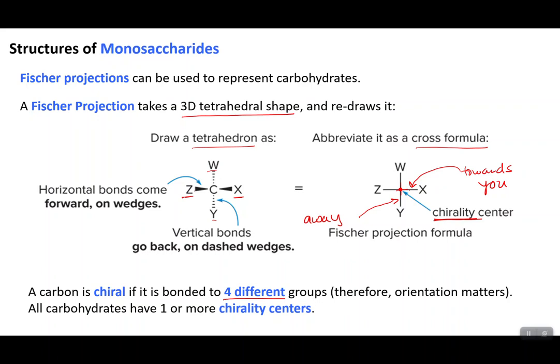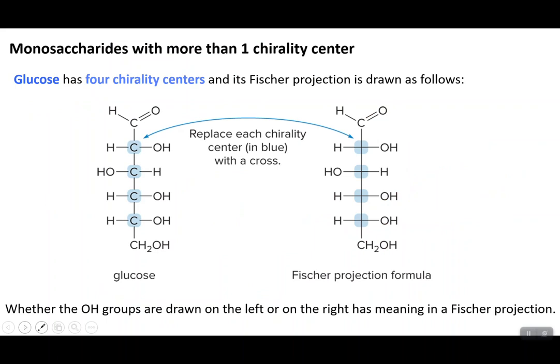Another thing to note is that all carbohydrates have at least one chirality center. So they will have one or more chirality centers. In this slide here, I am showing a molecule that has just one chirality center. But what if I have more than one? What would that look like? So glucose would be an example of a carbohydrate that has more than one chirality center. So let's look at that.